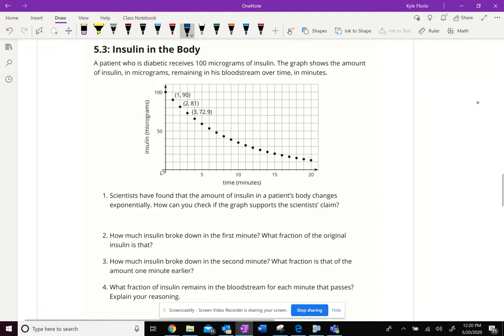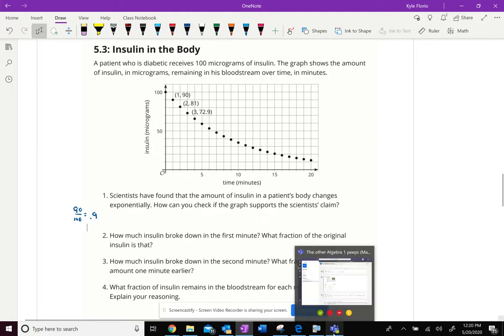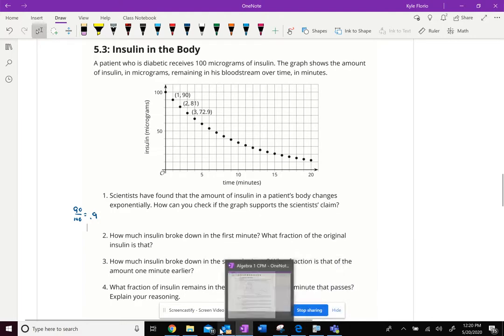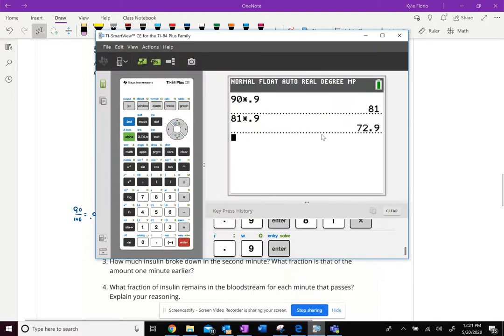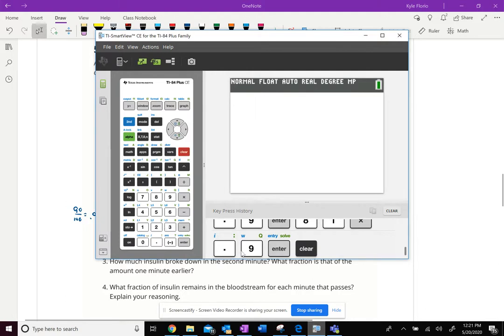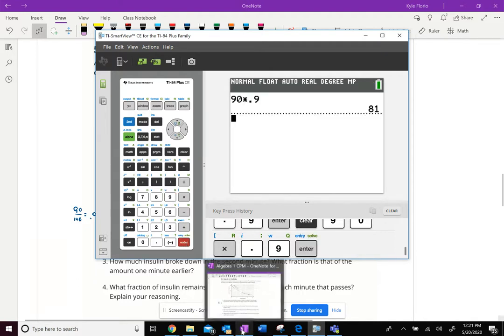If I just take 90 and divide it by 100, that's going to be 0.9 or 9 tenths. So my factor, if I take 90% of 100, that'll give me 90. Let's see if I multiply 90 by 0.9 and get 81. Where's my calculator? If I multiply 90 by 0.9, I hope to get 81, and that would be an indication that I might have exponential change. And I do.